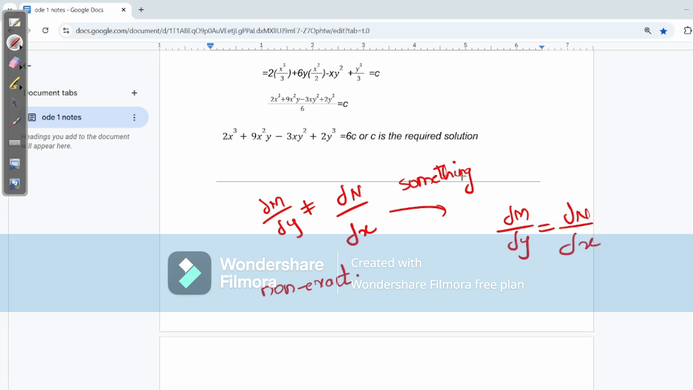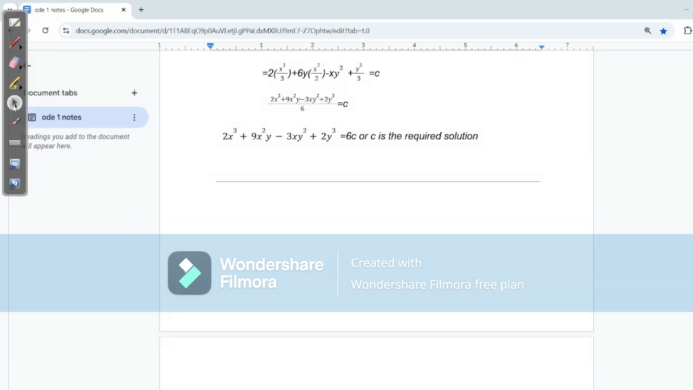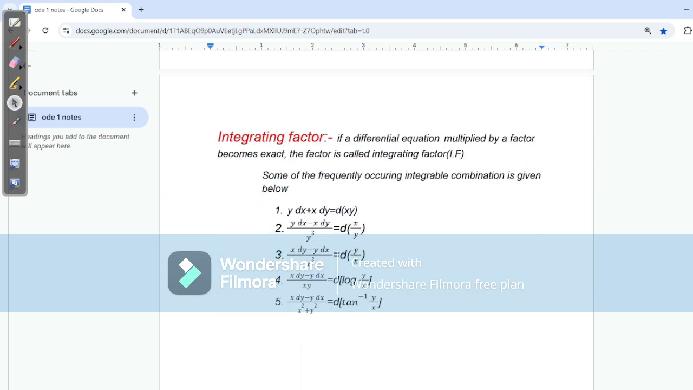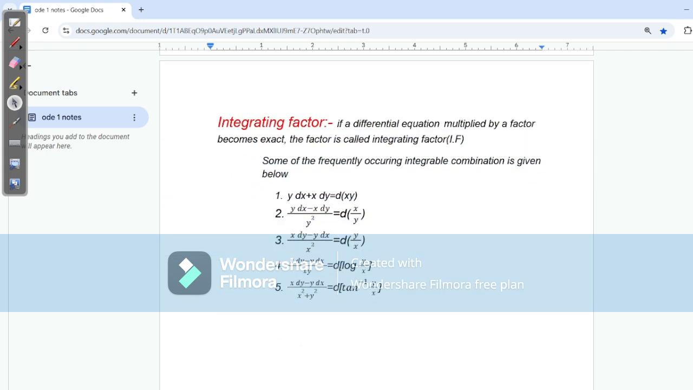This is something we have to multiply, that is called integrating factor. Okay, now it becomes an exact differential equation. That is the concept of integrating factor: if the differential equation multiplied by a factor becomes exact, the factor is called integrating factor.